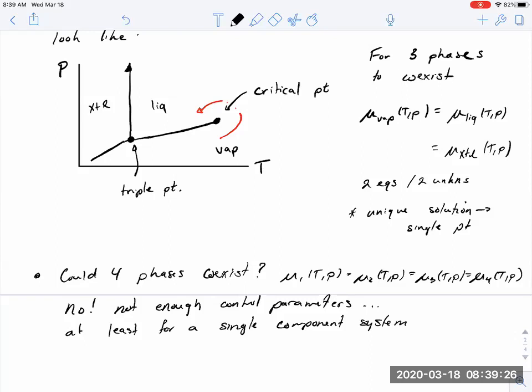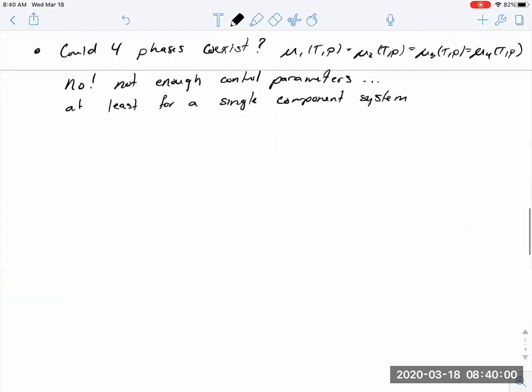What might happen if I had multiple components? Do I get a chemical potential that can depend on another control parameter? Yeah, if I have multiple components, the chemical potential should depend on the mole fractions of those components, therefore having more flexibility to satisfy those equations. So we'll revisit that in a second. Even though four phases can't coexist for a single component, that doesn't necessarily mean that single component phase diagrams are not complicated.